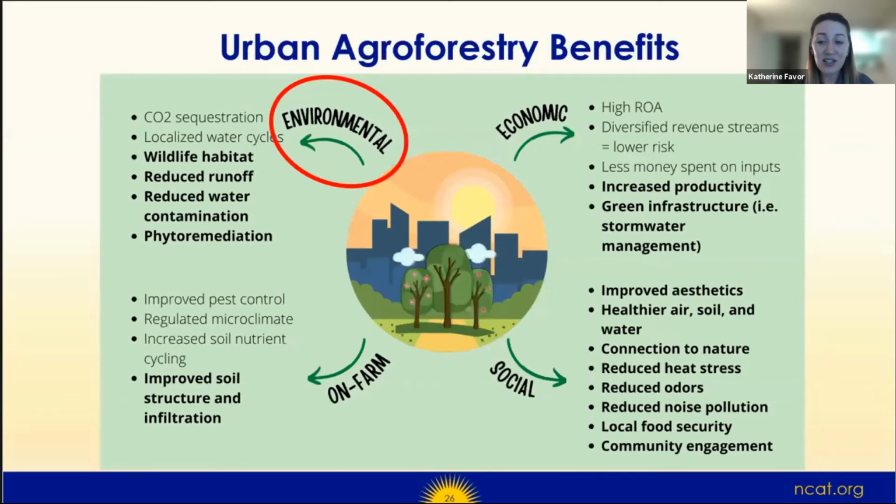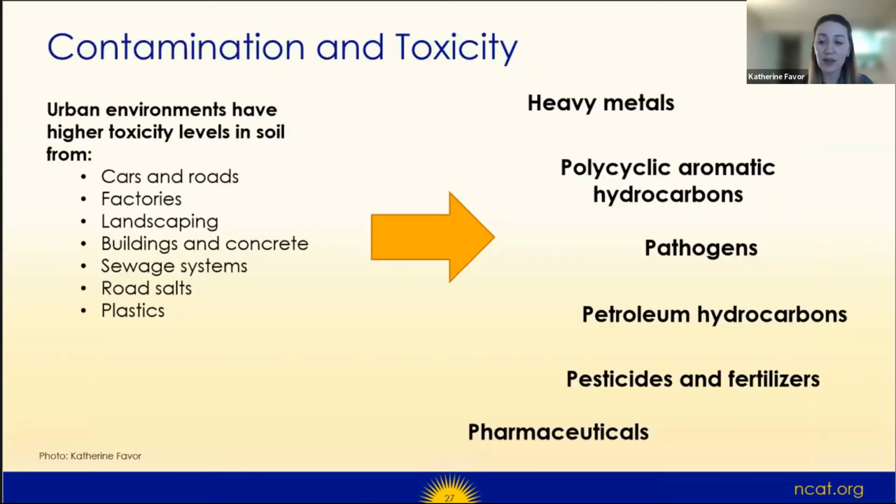And as Andy mentioned, bio and phytoremediation are also really important topics to discuss in urban settings, because urban environments have a lot of toxins. So we're going to talk about that more. As Andy was mentioning, for a number of reasons, urban environments just have a lot of toxins. They can be heavy metals, polycyclic aromatic hydrocarbons, pathogens, even pharmaceuticals, from all sorts of things: sewage systems, road salts, plastic, landscaping. There are just a number of toxins in our urban settings, unfortunately.